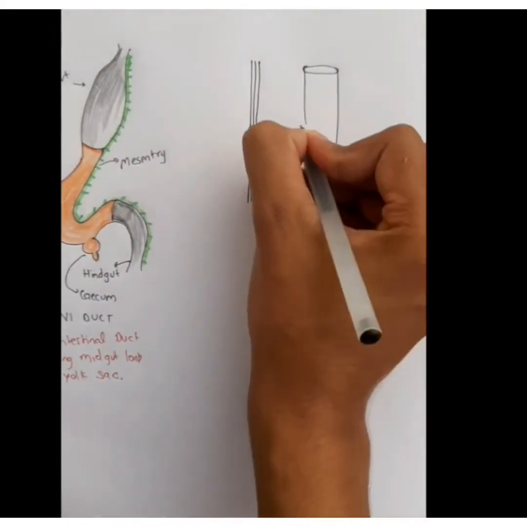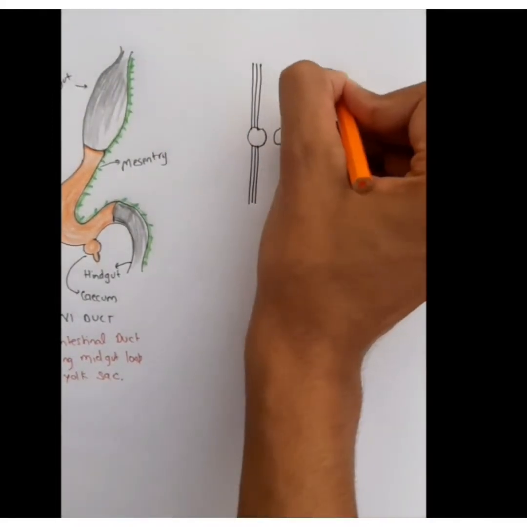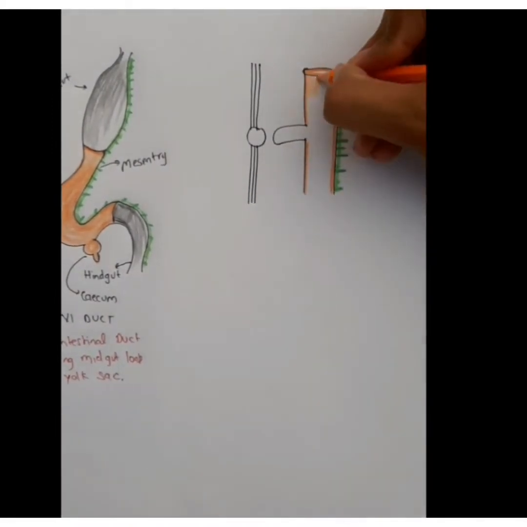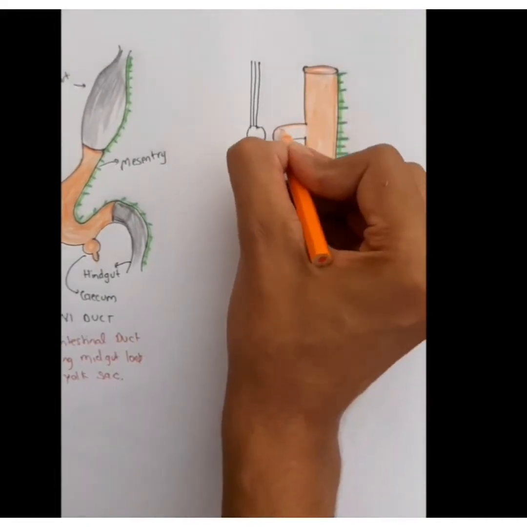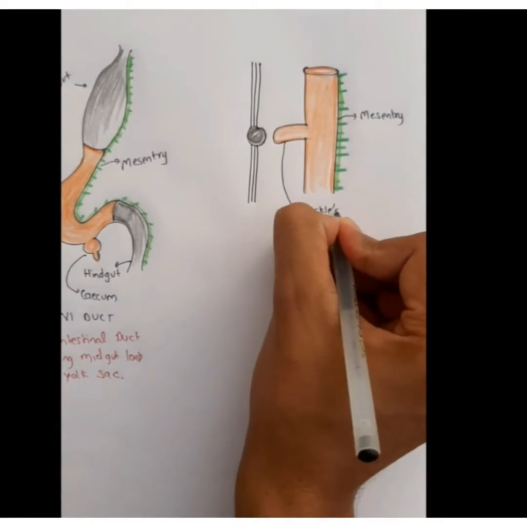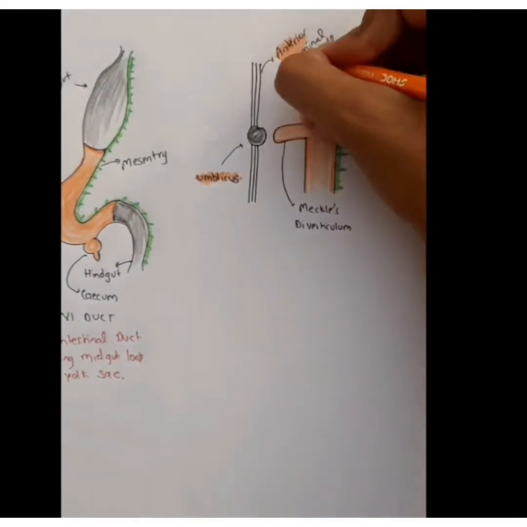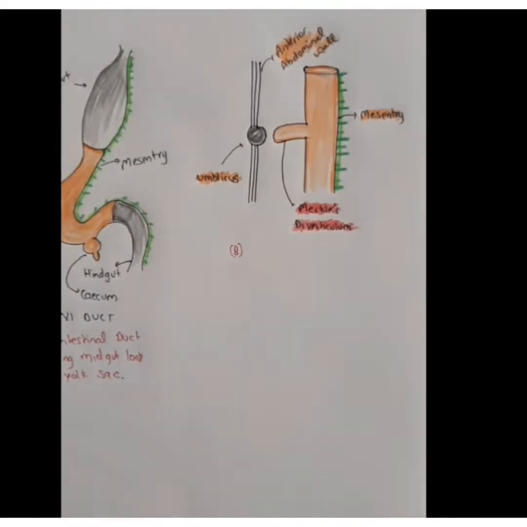Now, this is a diagram of Meckel's diverticulum. Its apex may be free or attached to the umbilicus by a fibrous band. Meckel's diverticulum is attached to the antimesenteric border of the ileum. This is the mesentery, again this is Meckel's diverticulum, the umbilicus, and the anterior abdominal wall.